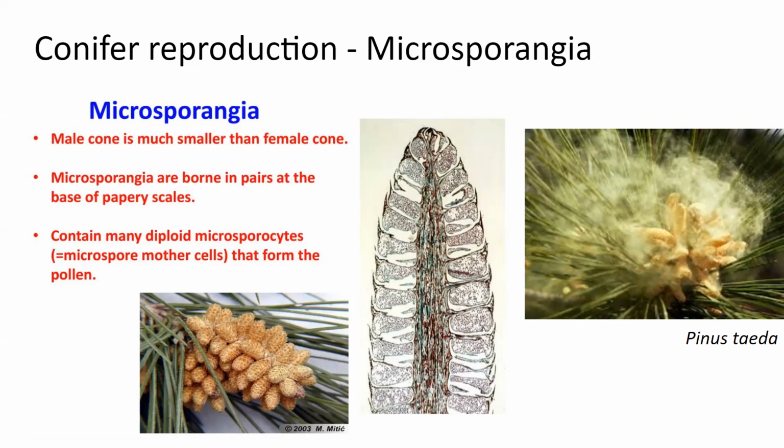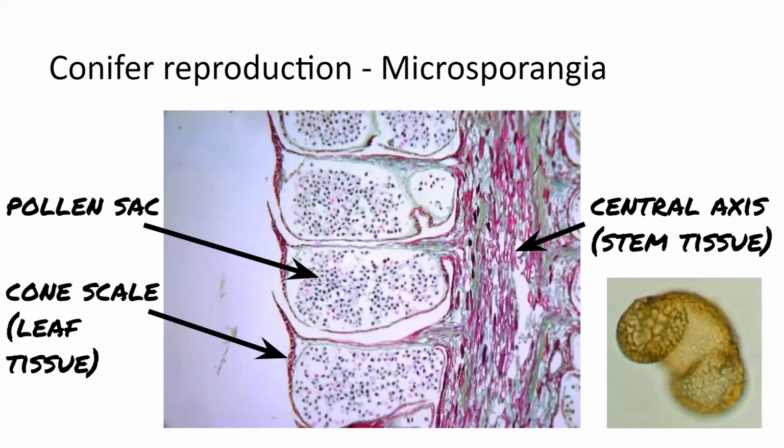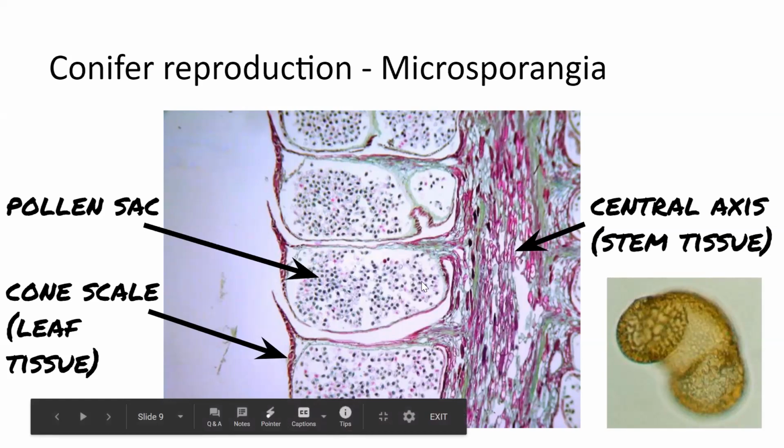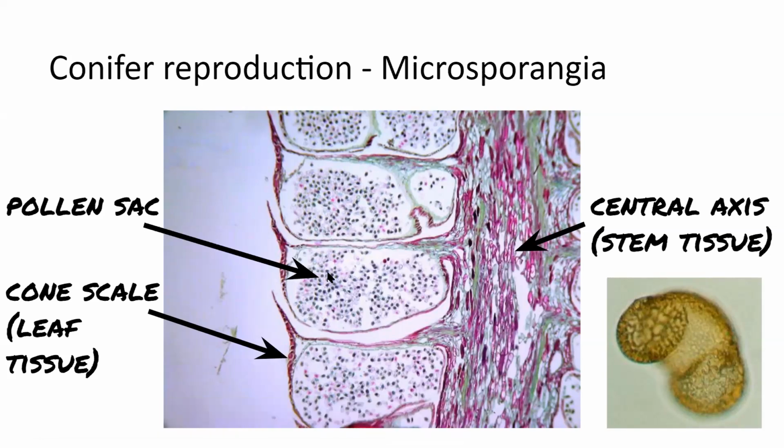So let's look at this a little bit more closely. If we zoom in a little bit, you can see this is the central axis or stem, right, which we know is made of stem tissue. And then you can see inside of this cone scale, right, which is leaf tissue, this pollen sac. So this is the structure that contains all of the tiny pollen cells.